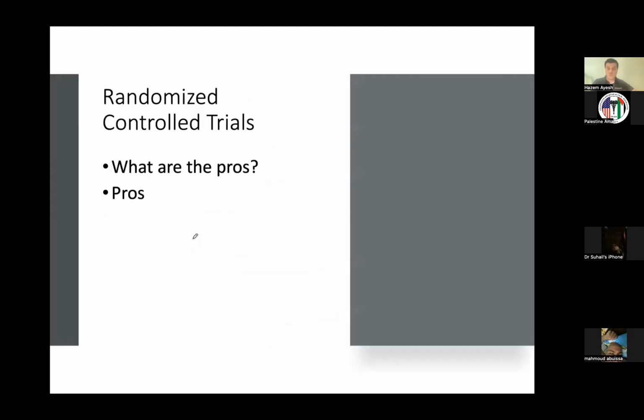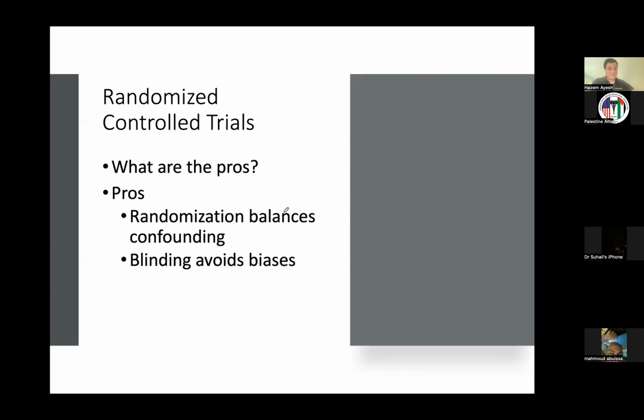What are the pros of the clinical trials? So as we said, they are balancing the confounders between the treatment or the exposure and the control or the no exposure group. So you have the confounder equally balanced between the two groups, so the confounders will not play a role in the final result association.